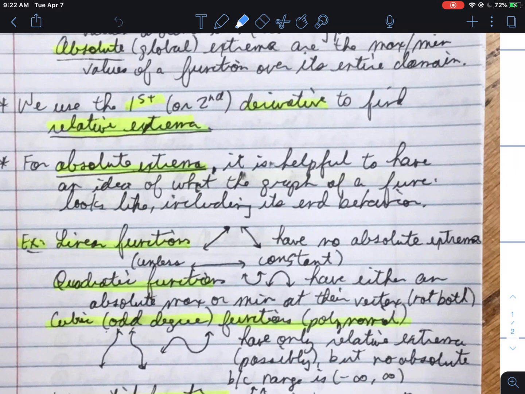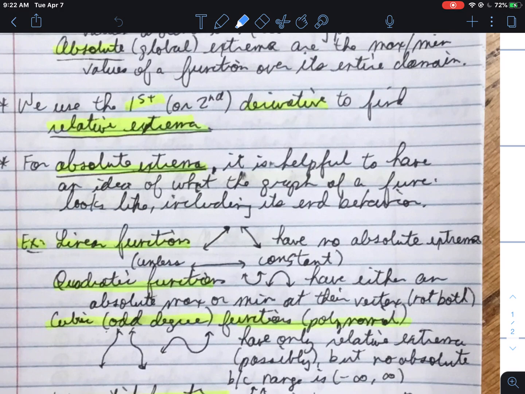So for absolute extrema, it is helpful to a certain degree, and we always talk about this when we're talking about function values or behaviors of functions, to have an idea of what the graph of a function looks like, just based upon what we know about that type of function. It is helpful in describing the function's behavior. And in a case like this, first of all, the question is does the function even have an absolute maximum or an absolute minimum, let alone being able to find it? And based upon what I know about a function, certain types of functions just don't have them.